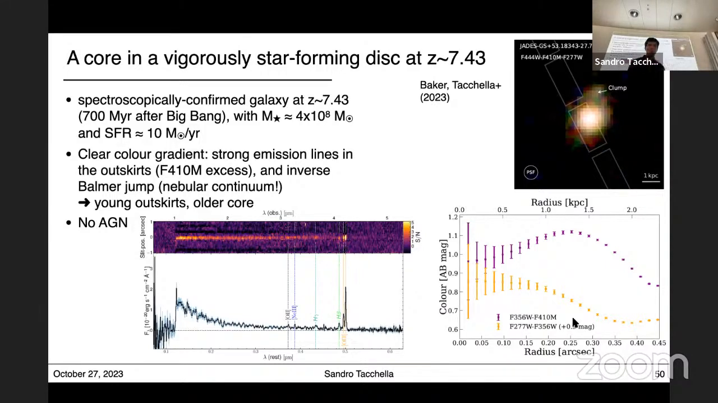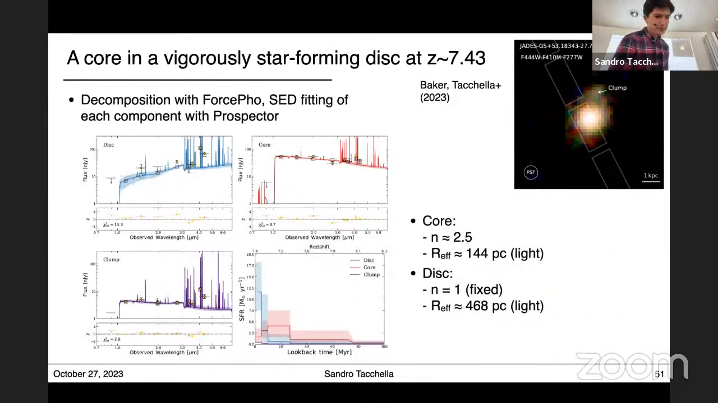And so the question is, what is driving this color gradient, and what can we learn about the stellar mass and star formation distribution in this galaxy? Again, we have been forward modeling this galaxy in 3 different components: a core, a disk, and this clump. Then we have been performing SED modeling. This is work led by William Baker, a PhD student at Cambridge. We have been inferring the stellar populations of these different components. And what you see is, again, that these galaxies are compact, but they are clearly extended.